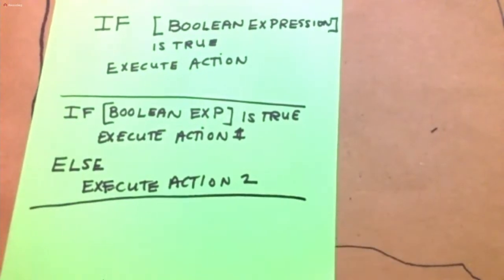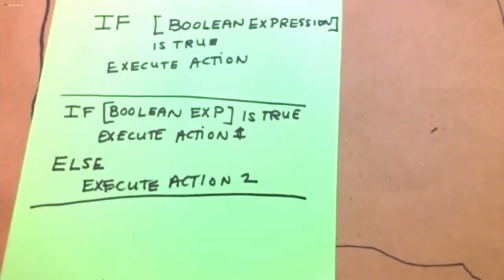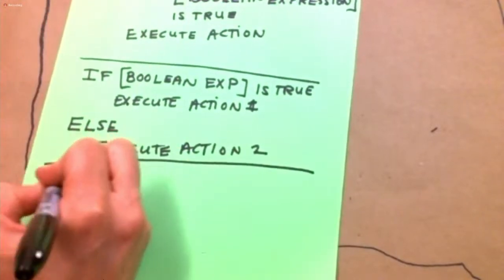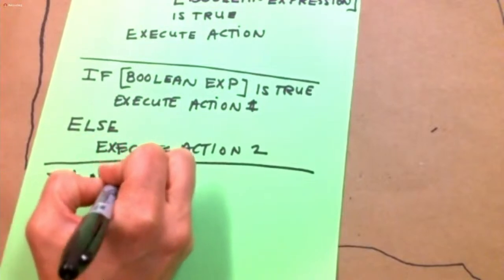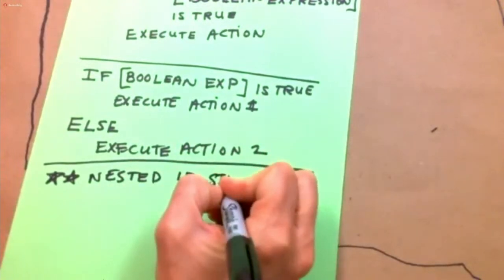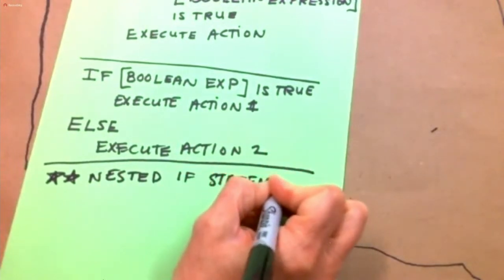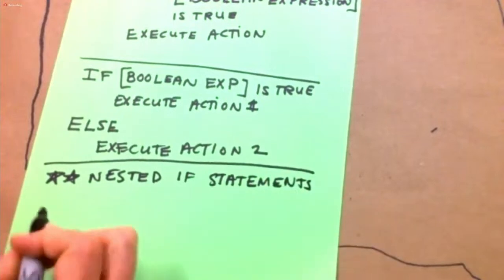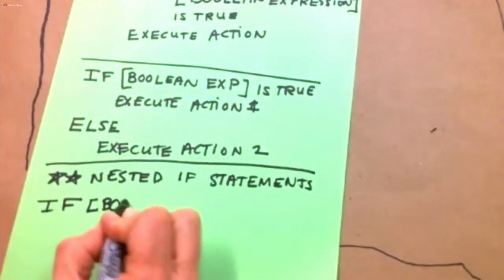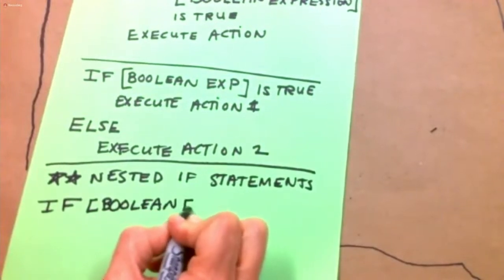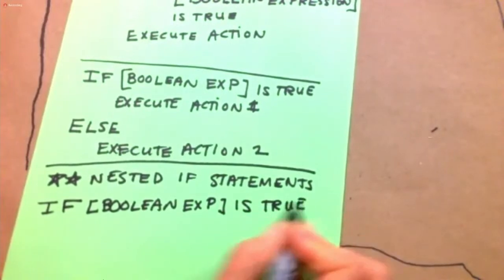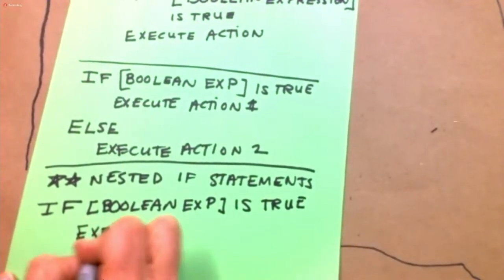We'll look at one more, and this is what we're going to concentrate on today, nested if statements. So I'll put a star next to this. Talk about nested if statements. All right, so they start the same way. If some Boolean expression is true, execute action 1.